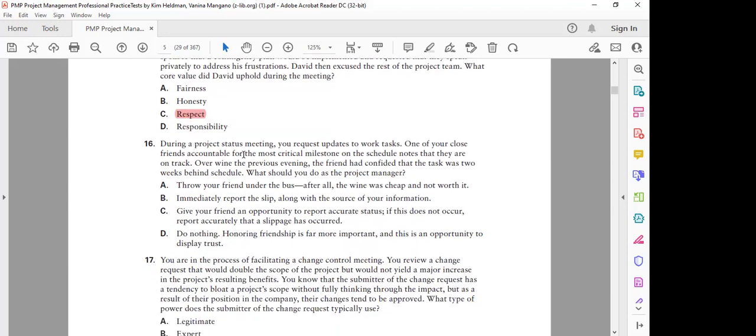Question number 16. During a status meeting, you request an update on a work task. One of your close friends, accountable for the milestone on the schedule, notes that they are on track. But the previous evening, the friend had confided that the task was 2 weeks behind schedule. So if your friend will lie, what should you do as a project manager?